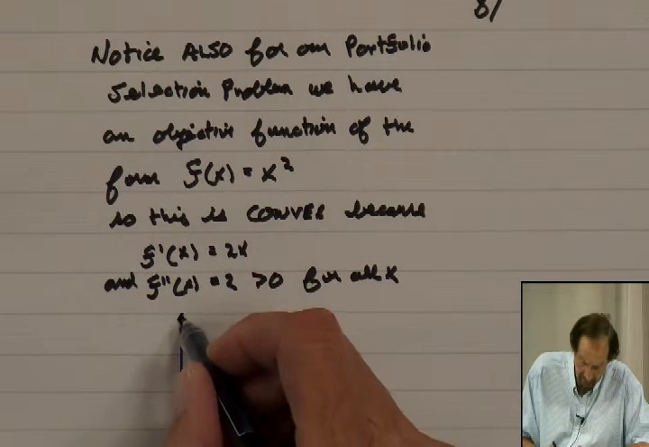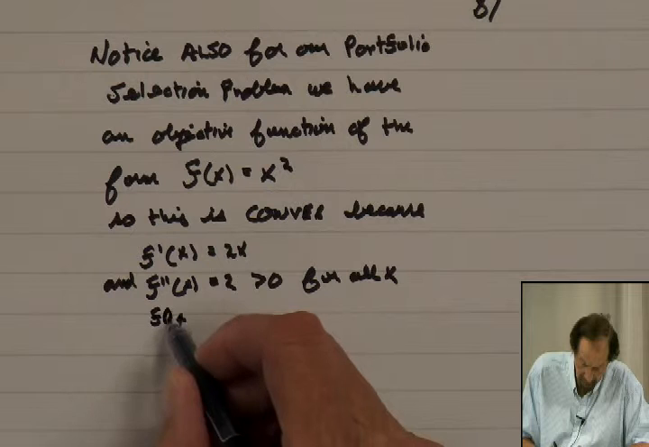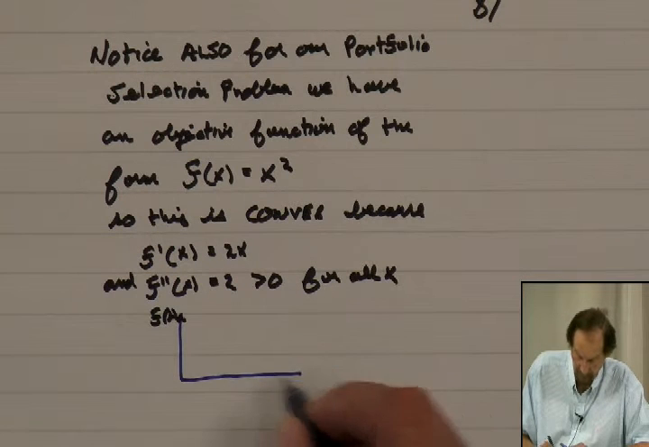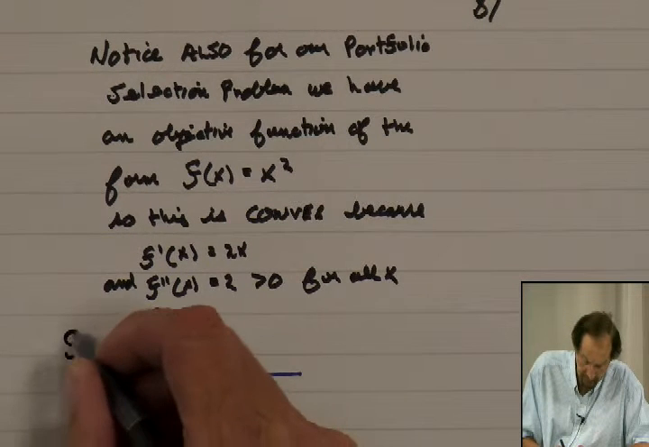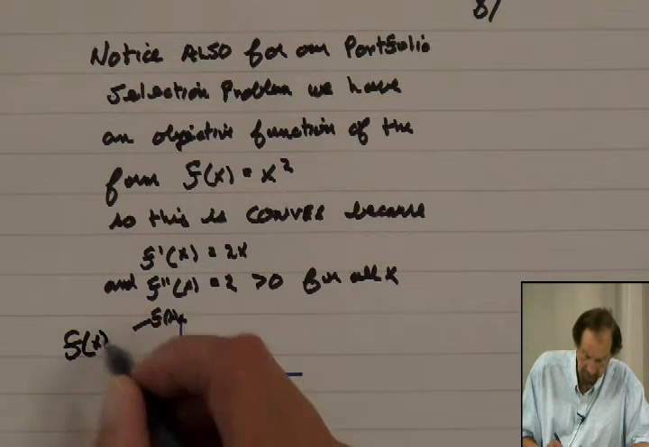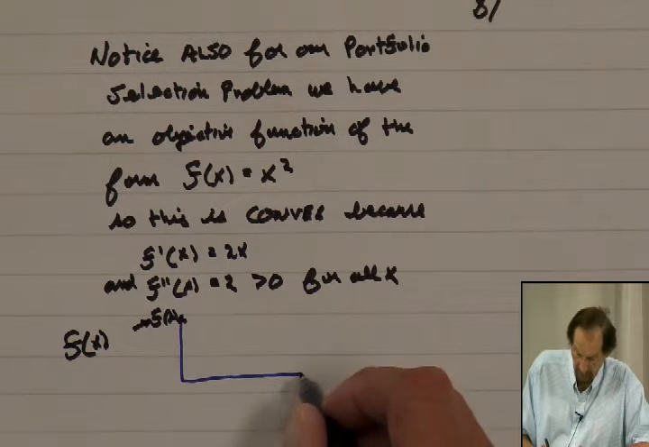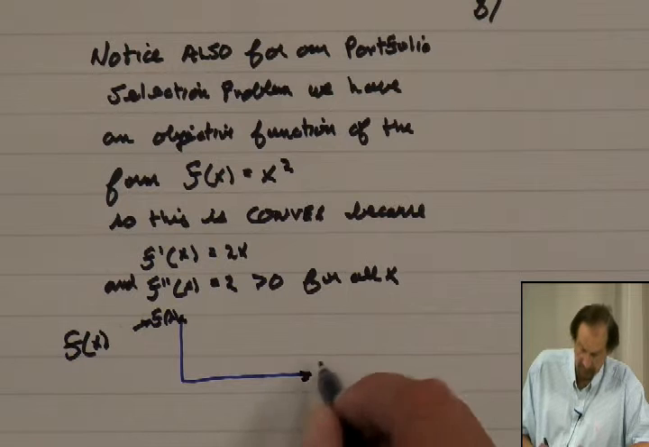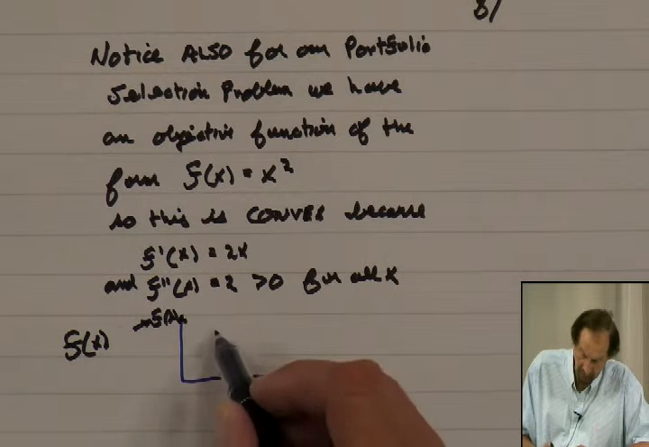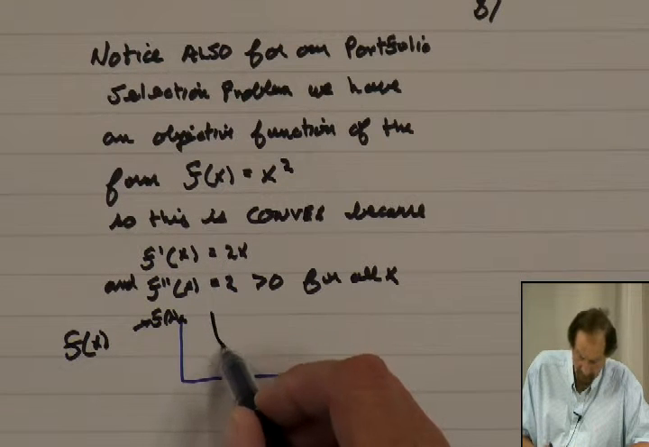Call this f of x. Let's do this, f of x. And let's call this guy x. So in a convex function, we look something like this.